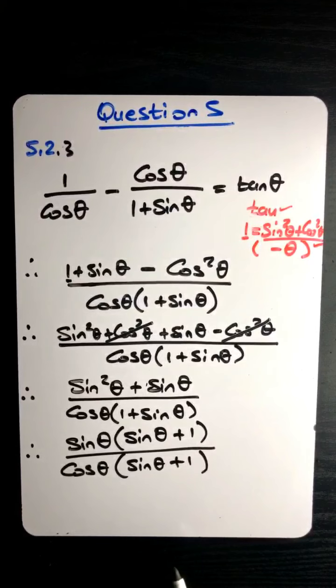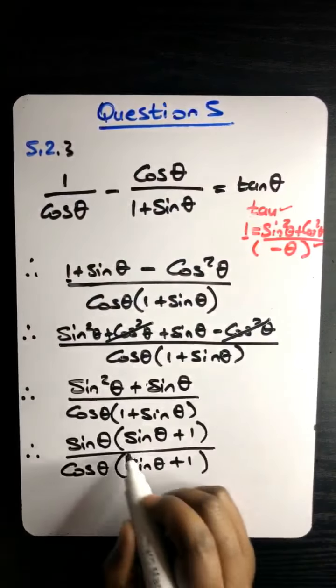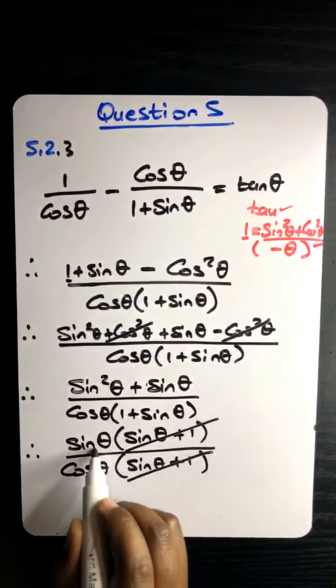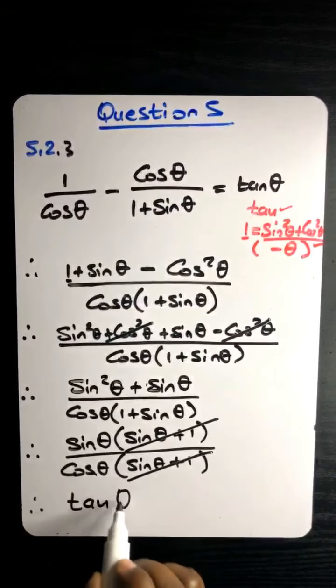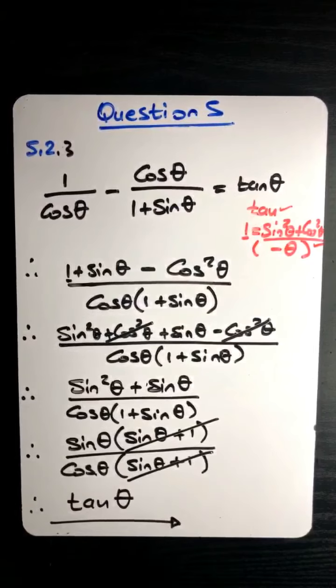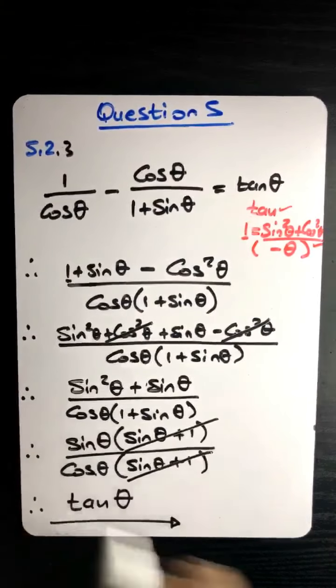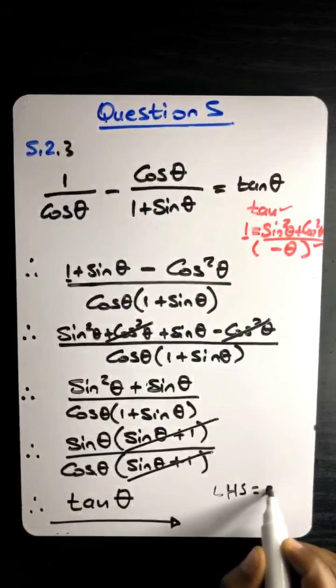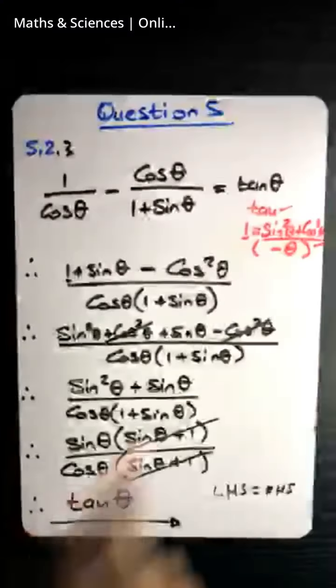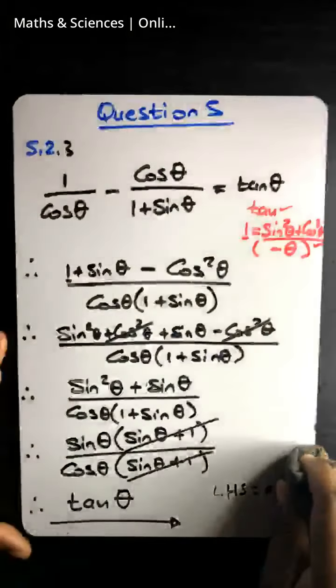Yes, sir. Someone is laughing. It's because it now seems to be easy, isn't it? Because that cancels, you remain with sine over cos. What is that? Is it not tan? Yes, sir. It's tan. So can you now see that we have proven that the left hand side is actually equal to the right hand side being tan over there?